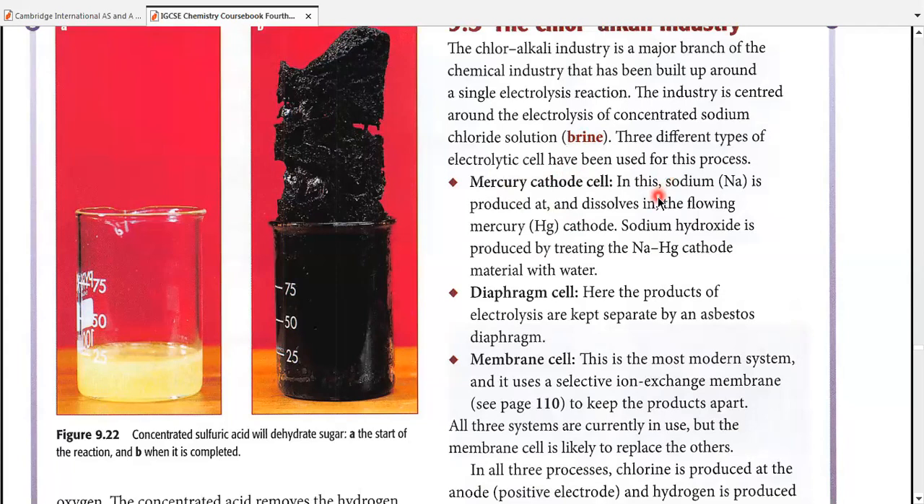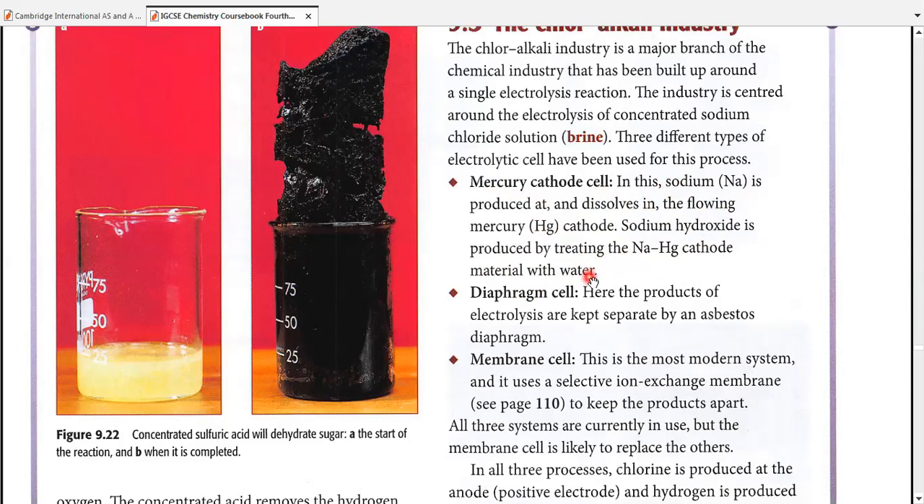All right. So mercury cathode cell: the sodium produced dissolves in flowing mercury at the cathode. Sodium hydroxide is produced by treating the sodium-mercury cathode material with water. Mercury is separated and we get pure sodium. We get sodium reacted with water to form sodium hydroxide. These are details you do not need to remember. Mercury cathode cell is the only name you need to memorize. So you may cut out this part.